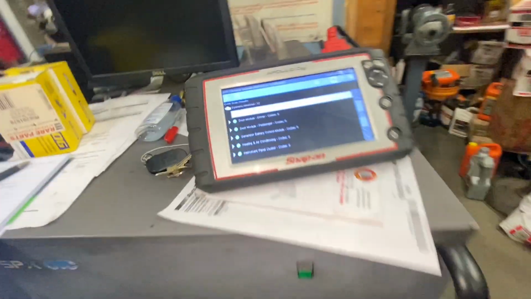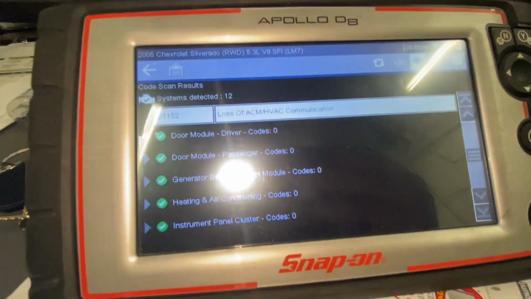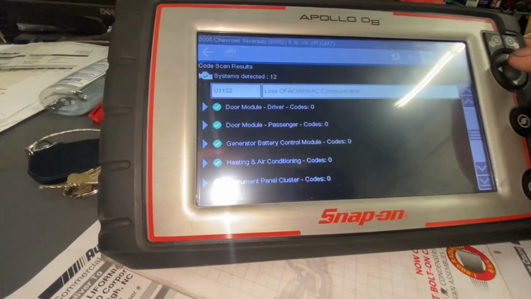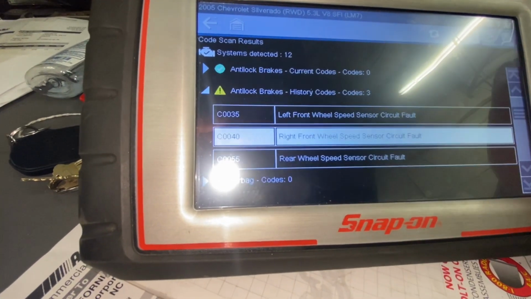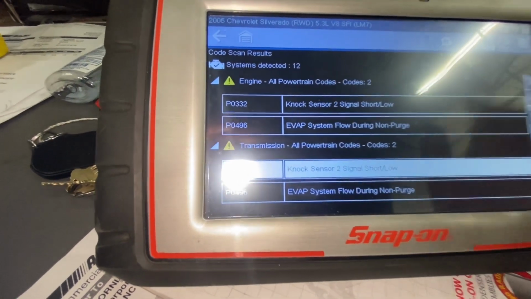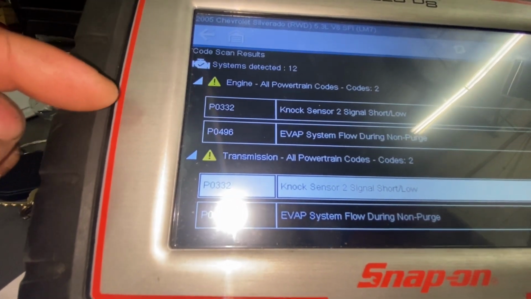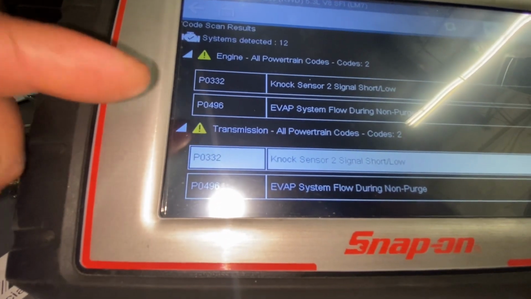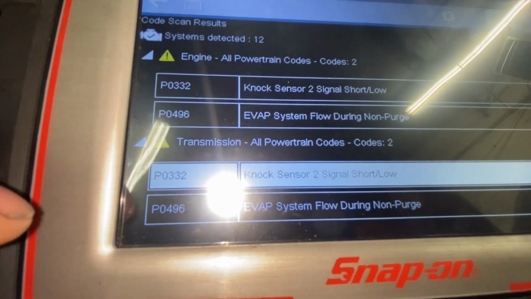Okay, guys, working on a 2005 Chevy Silverado 5.3. We got plenty of codes, but we want to focus on the engine. So we got two codes right here, the P0332 and P0496. It says the Evap system flow during non-purge.